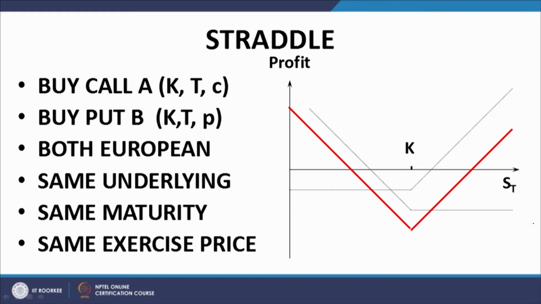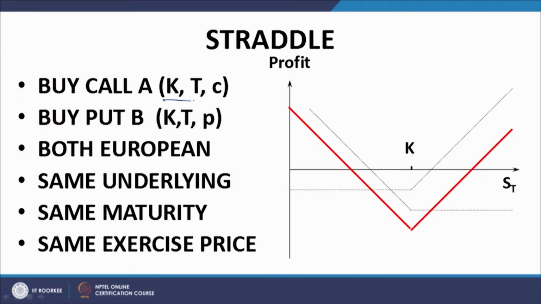Now we talk about a straddle. A straddle comprises two options, long positions in both, both European, same underlying, same maturity, same exercise price. Let me repeat: two options, one call, one put, both of European type, both having the same underlying, the same maturity, and the same exercise price.